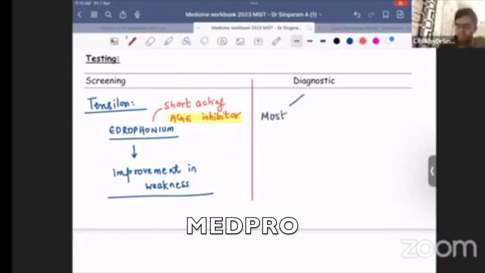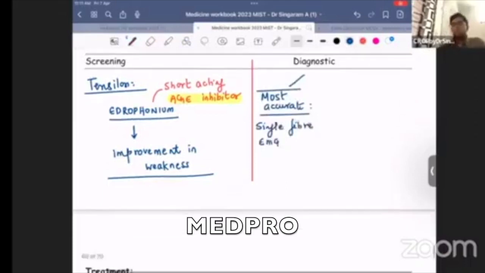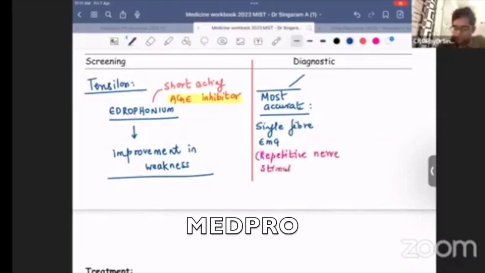Most accurate, just like I told you, for all neuromuscular junction disorders, the most accurate test will be the single fiber electromyogram. Single fiber EMG. And in the single fiber electromyogram, what we do is something called repetitive nerve stimulation. Repetitive nerve stimulation.